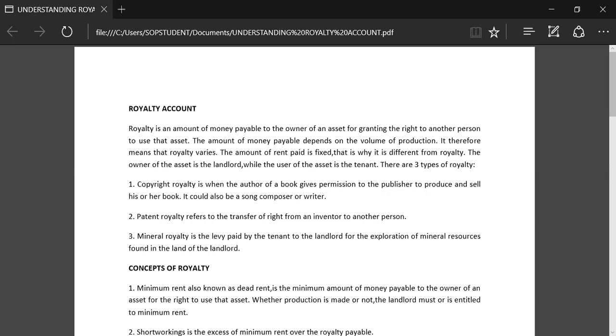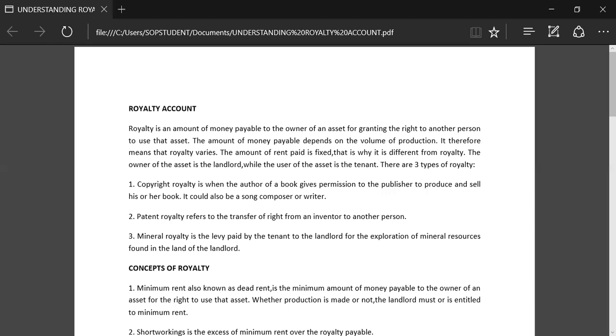Now, the amount of money payable depends on the volume of production. This means that royalty varies. The amount of rent paid is fixed. This is why it is different from royalty. The owner of the asset is the landlord. The user of the asset is the tenant. So royalty is different from rent.